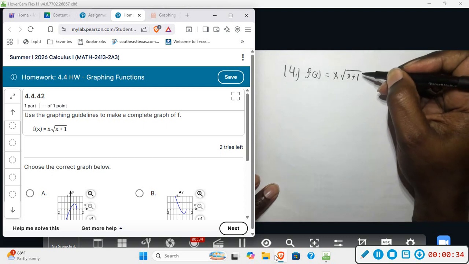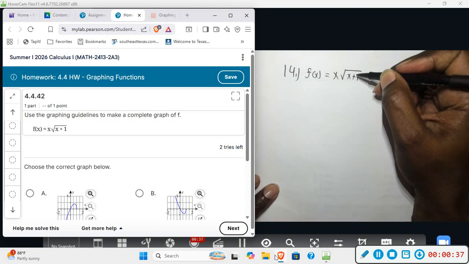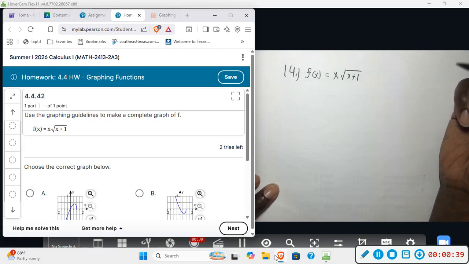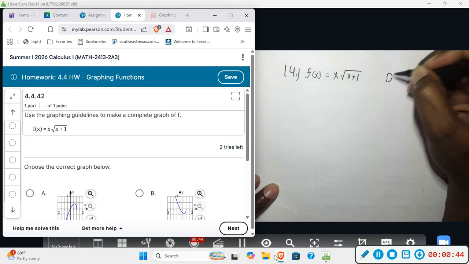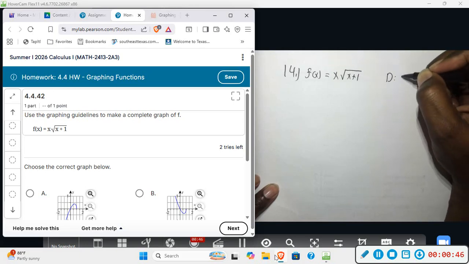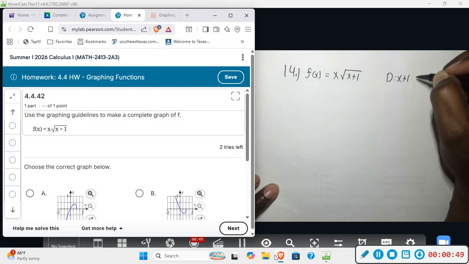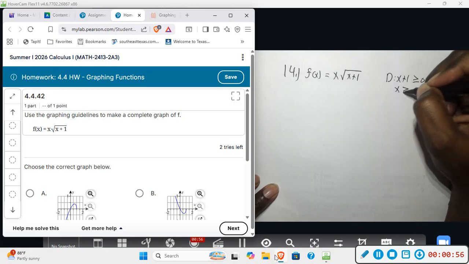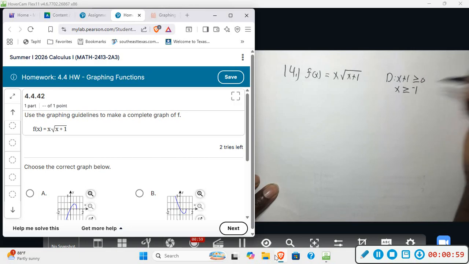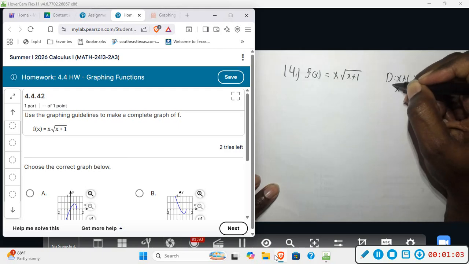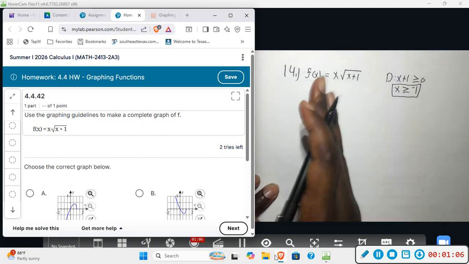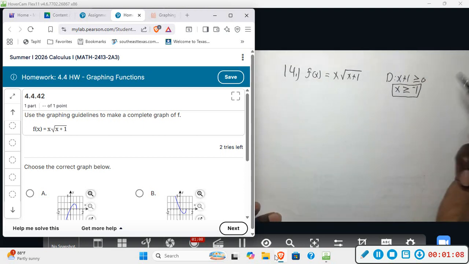So when we deal with the square root, whatever is underneath the square root cannot be less than 0. We cannot do the square root of a negative. And so to find the domain, we start out with whatever is under the square root, x plus 1, and that has to be greater than or equal to 0. We would subtract 1 and we get that x has to be greater than or equal to negative 1. So any number from negative 1 and greater to the right will be in our domain.